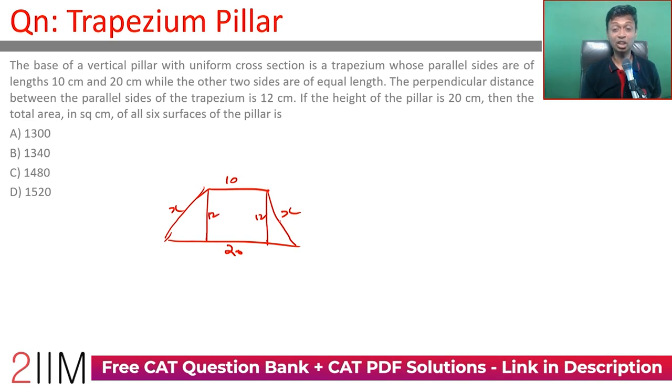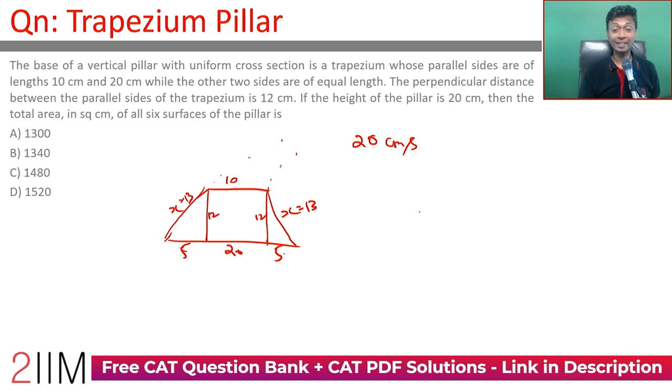So these two sides should be equal. This is 12. This should be 5. This should be 5. So X is 13. This is the base we are talking about. Height of the pillar is 20 centimeters. Then the total area in square centimeters of all 6 surfaces of the pillar. Remember that the pillar is erected on top of this.